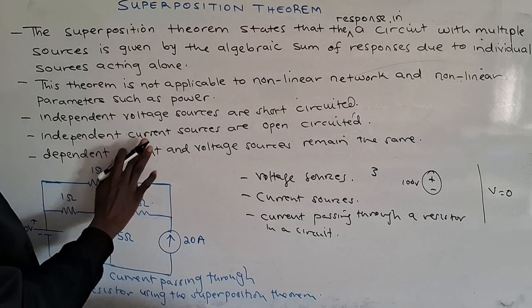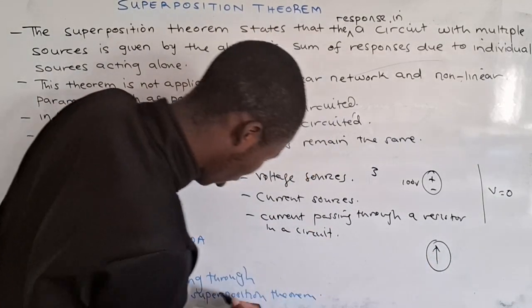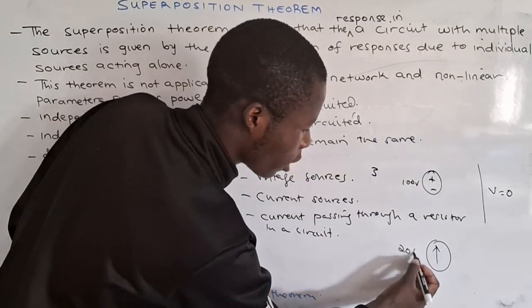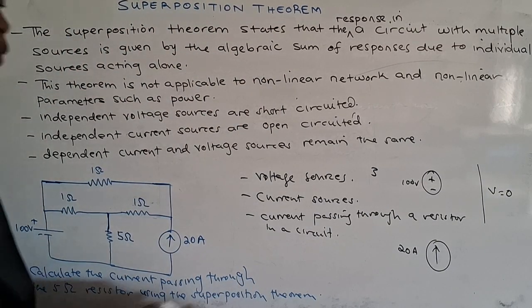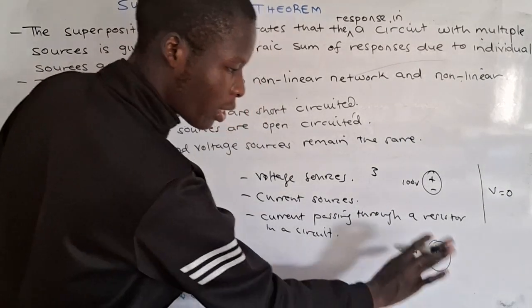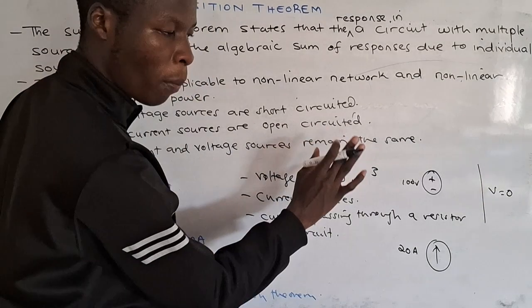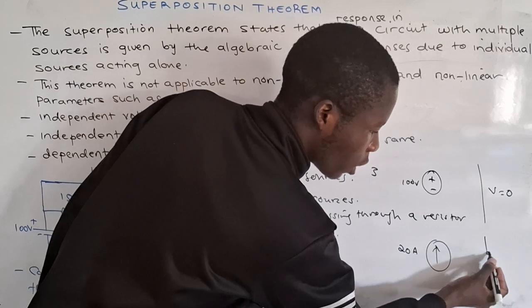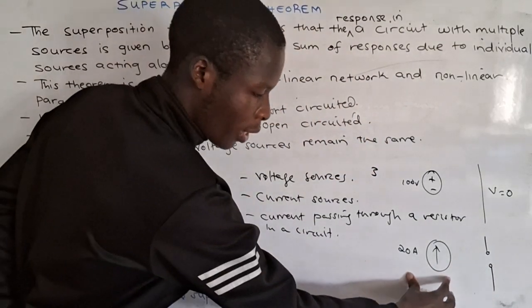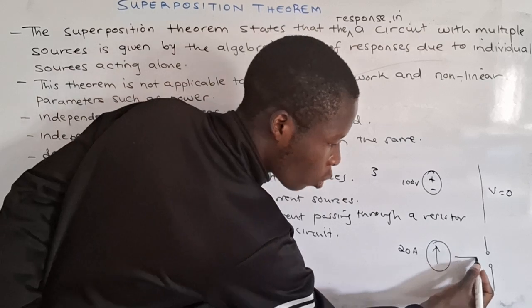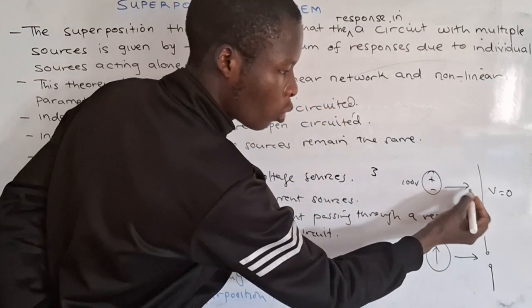If you have an independent current source, suppose this is the independent current source, which is 20 amps. How are we going to eliminate this independent current source? You are supposed to open circuit. What is to open circuit? This is to open circuit. So the current sources we are going to open circuit, and the voltage sources we are going to short circuit.